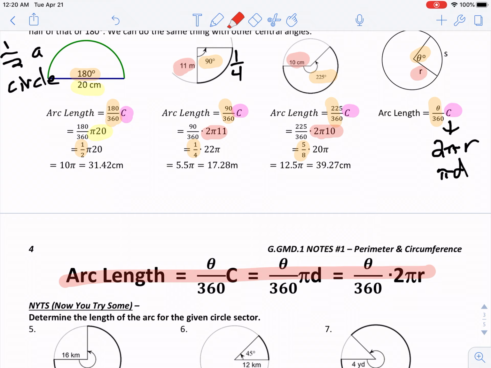So far we've talked about 3 main equations. We've done perimeter, where we add all the sides together; circumference, where we either take 2 times pi times the radius or pi times the diameter; and we've talked about arc length, where we take the entire circumference of the circle and multiply that by the fraction of the circle we are looking at. So whatever angle we're looking at divided by 360.